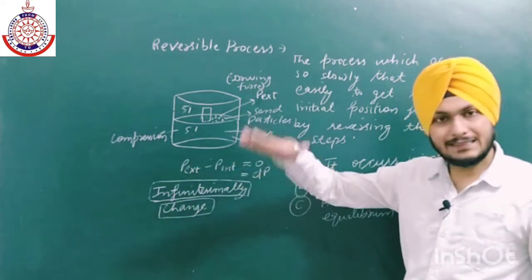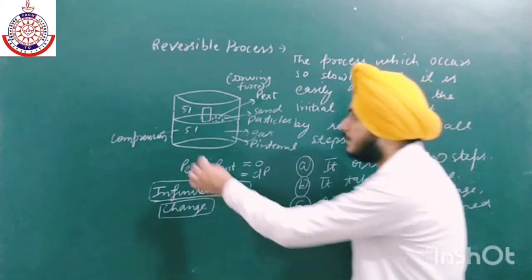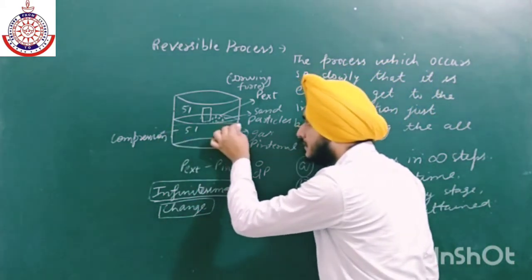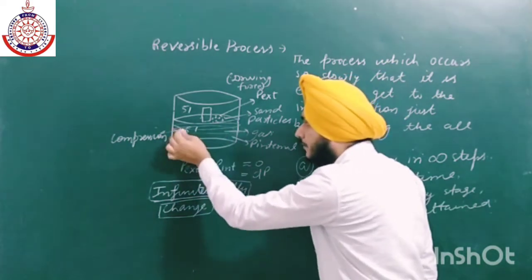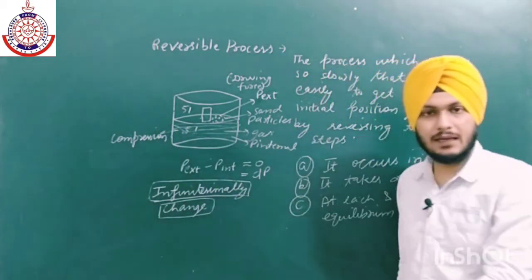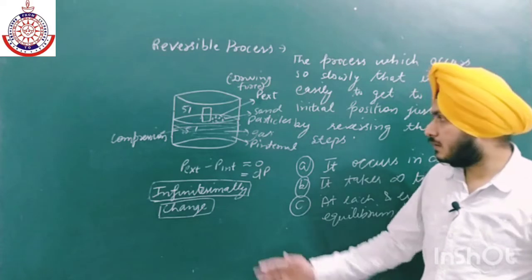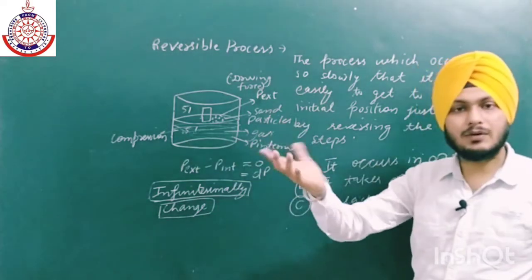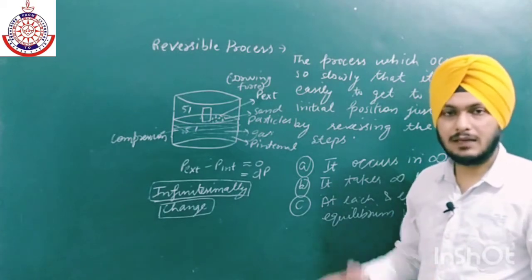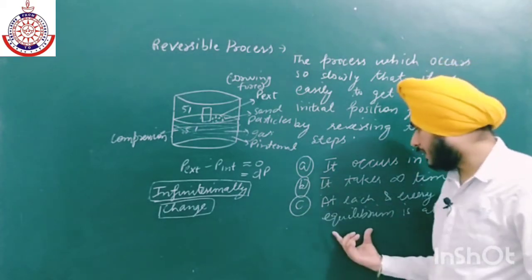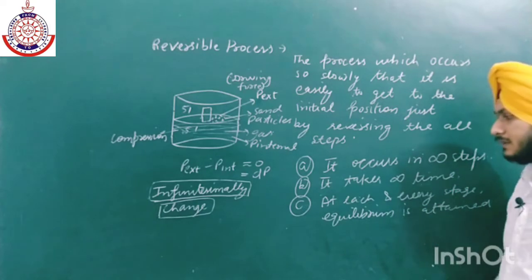So at each and every point the piston goes slowly downward, and then again slowly, and it will take infinite steps. At each and every point the pressures become equal and the piston stops. So that is why at each and every point equilibrium is attained.